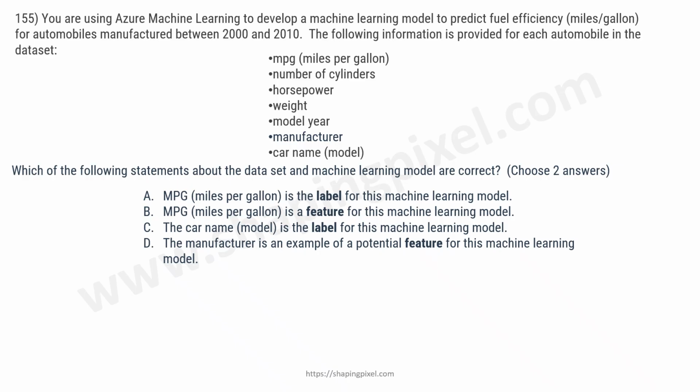Choose two answers. Option A, MPG is the label for this machine learning model. Option B, MPG is a feature for this machine learning model. Option C, the car name is the label for this machine learning model. And option D, the manufacturer is an example of a potential feature for this machine learning model. So the right answer here is option A and option D.